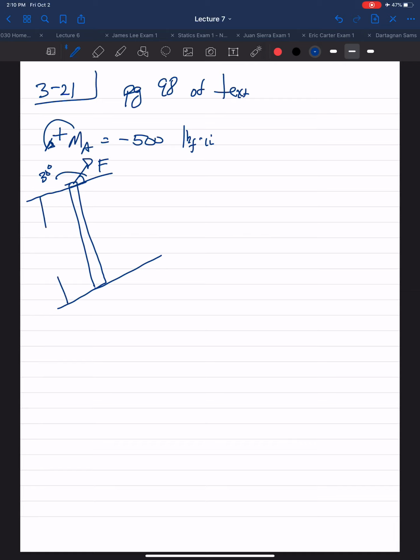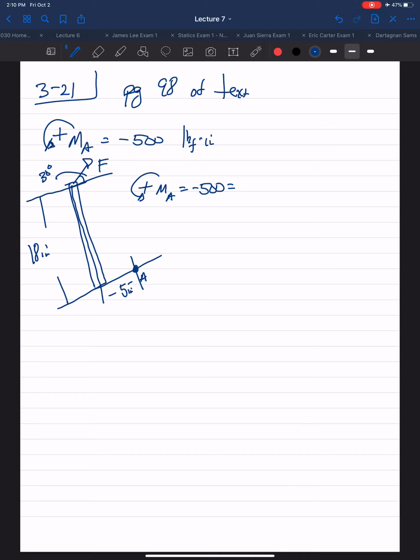The distance from the tail of force F where it acts at the hammer and point A, this is 18 inches. And then there's an offset between, say, point A here and this line of action. This is 5 inches. Therefore, we said the moment about point A is 500. So then we have to find the force F.